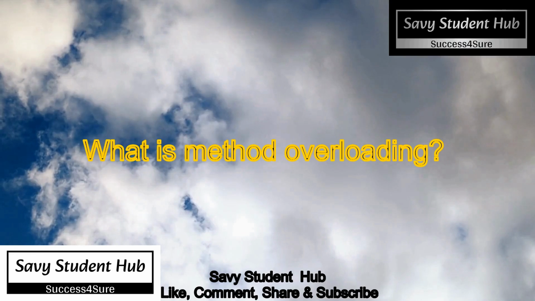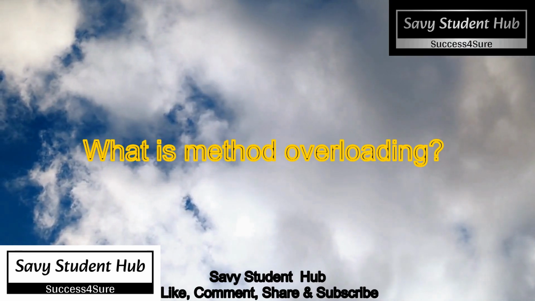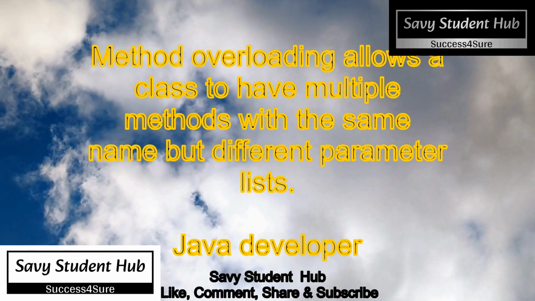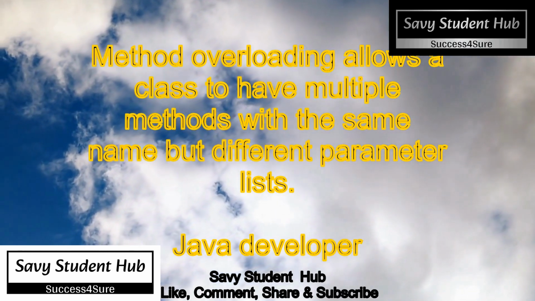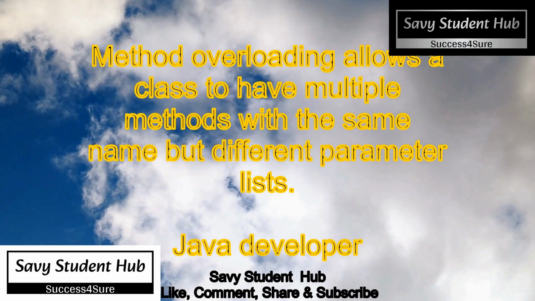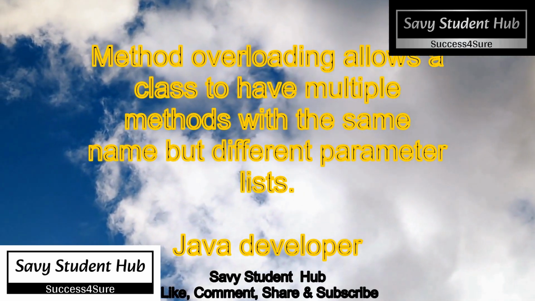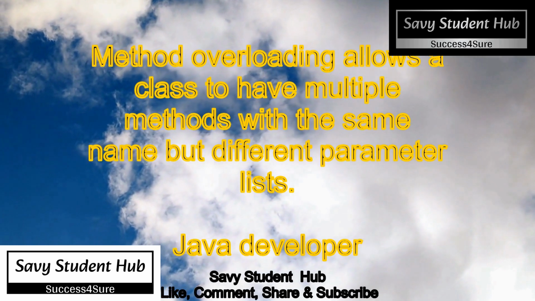What is method overloading? Method overloading allows a class to have multiple methods with the same name but different parameter lists.